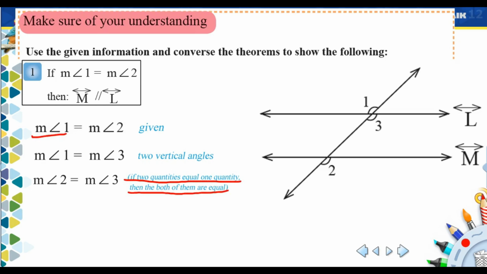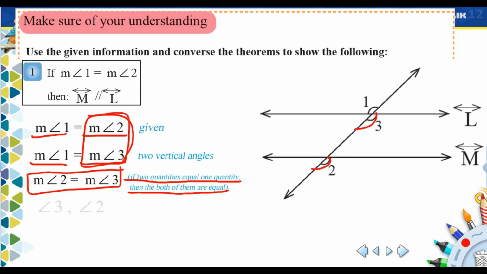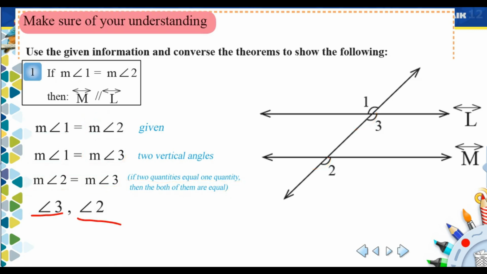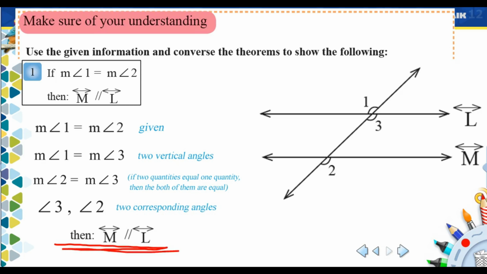Look, measure angle 1 equals measure angle 2, and measure angle 1 equals measure angle 3. That means measure angle 2 equals measure angle 3. But measure angle 3 and measure angle 2 are what? Corresponding angles with the same measure. The two corresponding angles have the same measure and are equal, that means line M is parallel to line L.